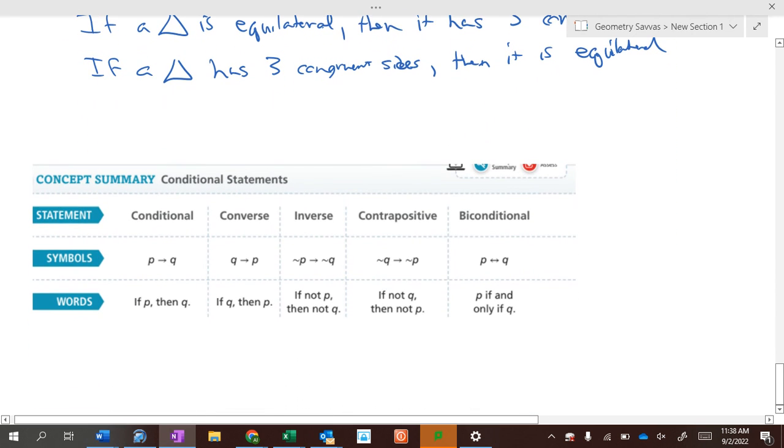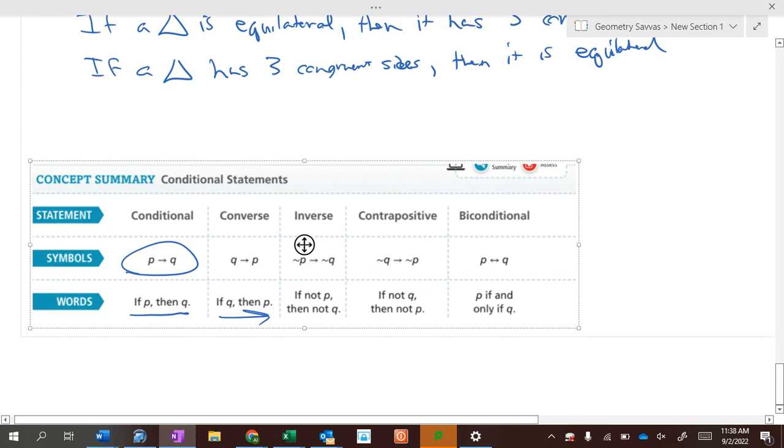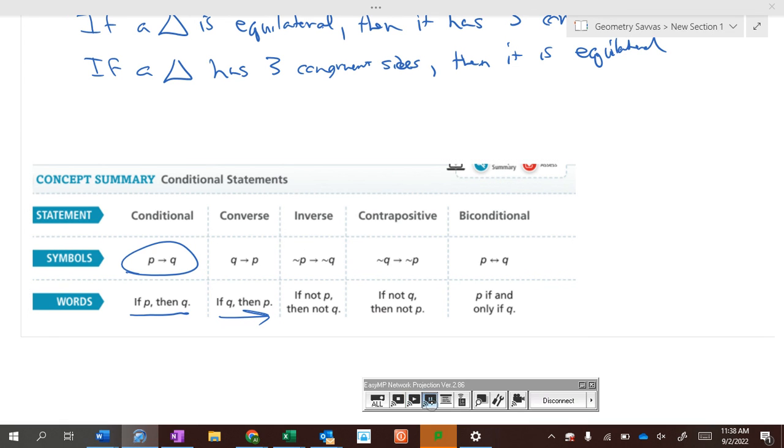Okay? So a little summary. A conditional, if P then Q. Converse switches around, if Q then P. Inverse, if not P then not Q. Contrapositive, if not Q then not P. And a biconditional, P if and only if Q. Hypothesis, if. Hypothesis, then if and only if. Conclusion. Okay? That is what it is all about today.